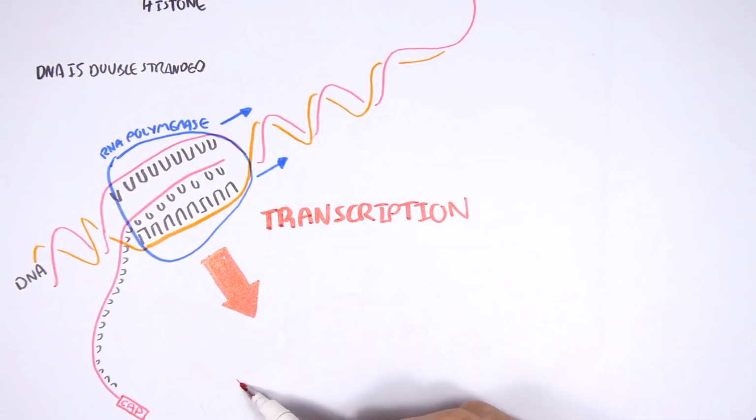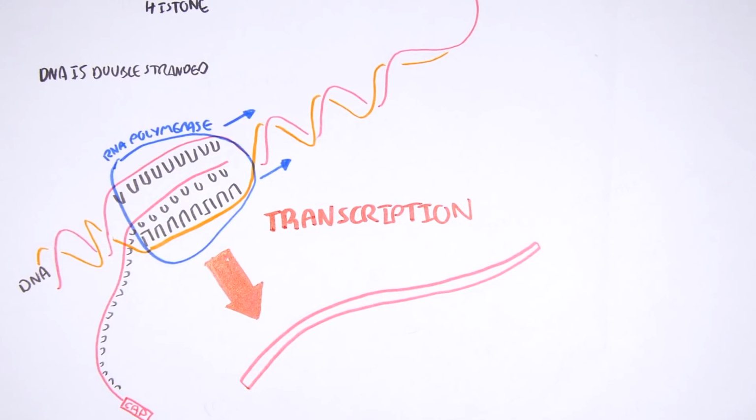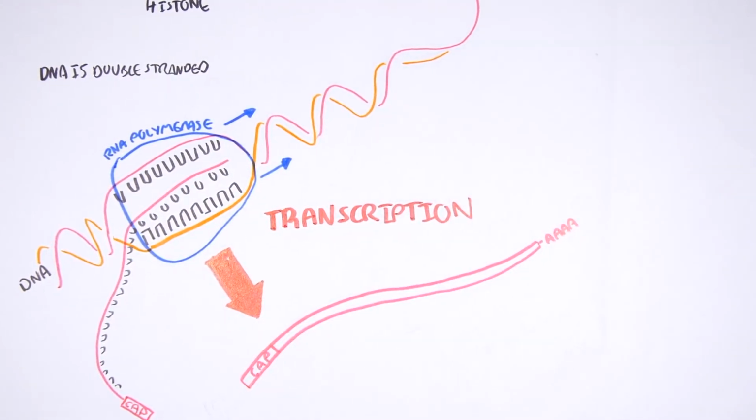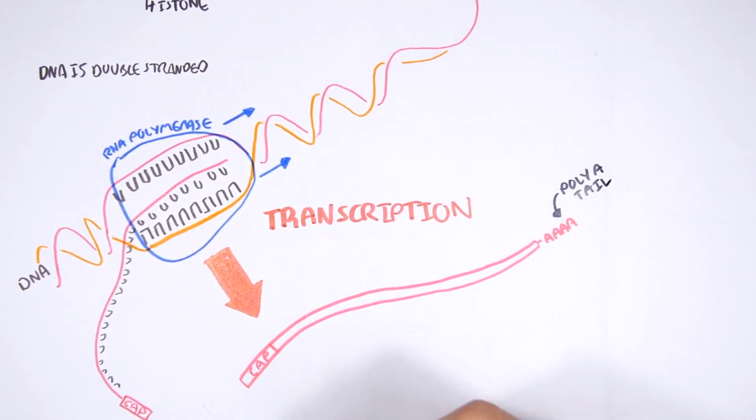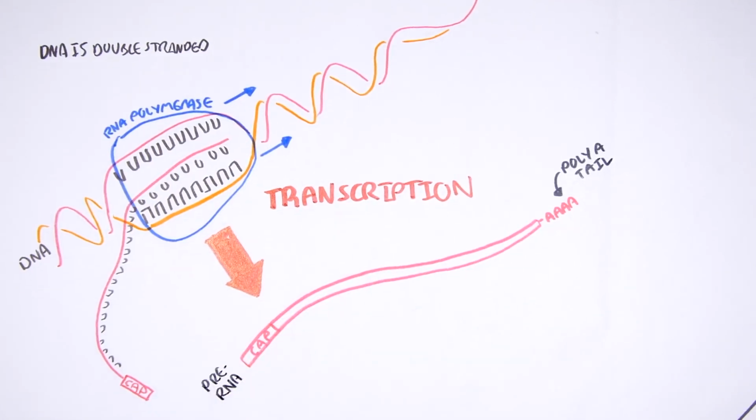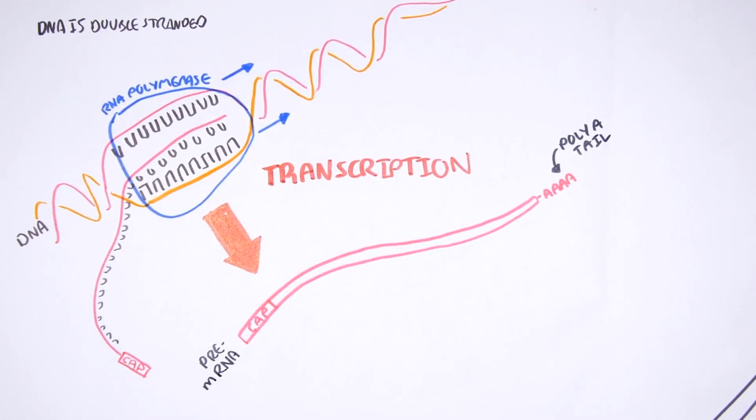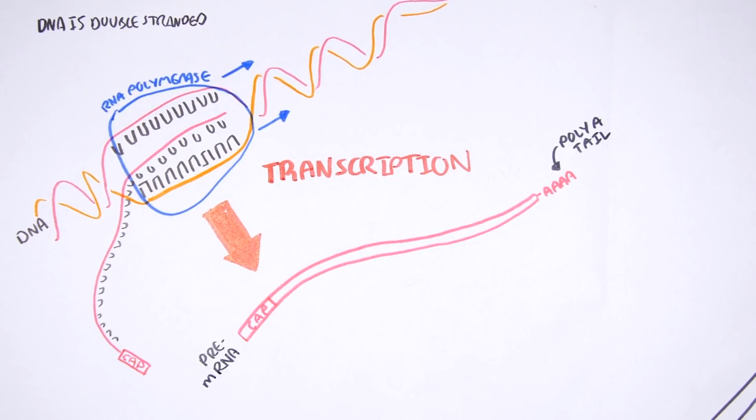RNA typically has a poly-A tail, which means it has many adenosine nucleotides at one end. And on the other end, there is a cap. And we'll talk about these features later on. This particular RNA that was synthesized by the RNA polymerase is a messenger RNA, or mRNA for short. It is a pre-mRNA to be specific because it has not been properly converted to a mRNA.